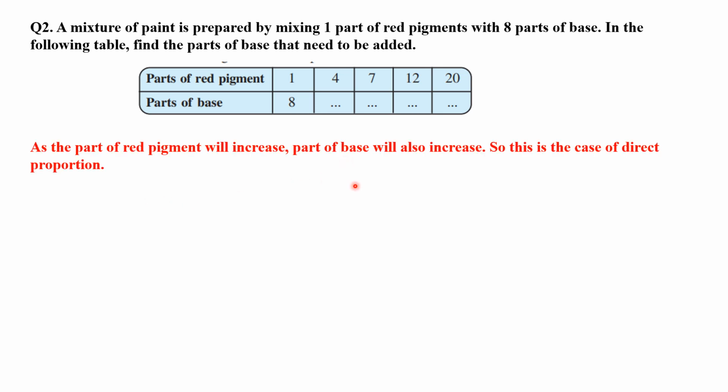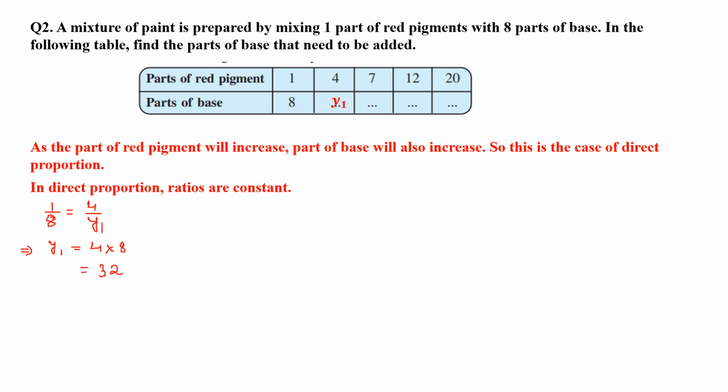And we know that in a direct proportion, the ratio remains constant, the ratio remains the same for all the cases. So first, to find the part of base when the part of red pigment is 4, I am assuming it as y1. And as it is a direct proportion, I can write 1 by 8 will be equal to 4 by y1. Isn't it? When I do cross multiplication, 1 into y1 will be y1 and 4 into 8 will give me 32. So in the first case, the value of y1 is 32.